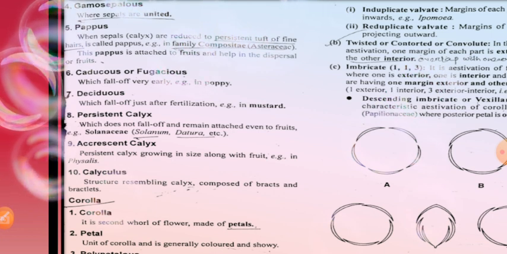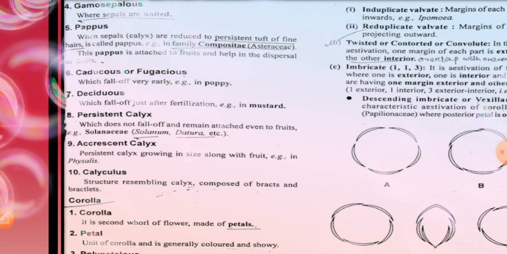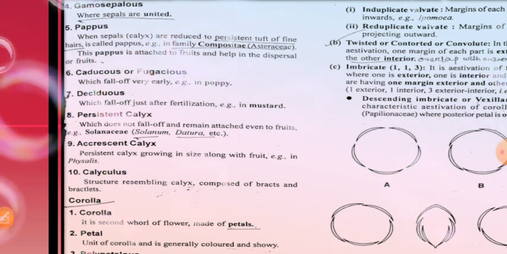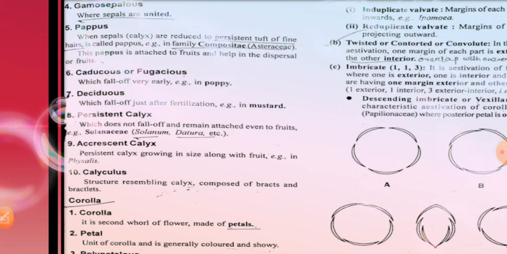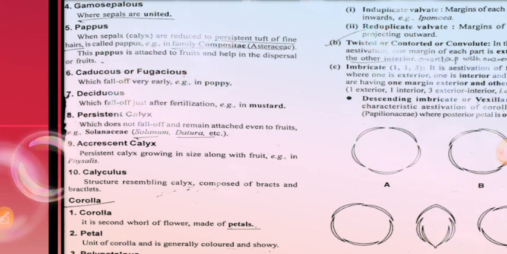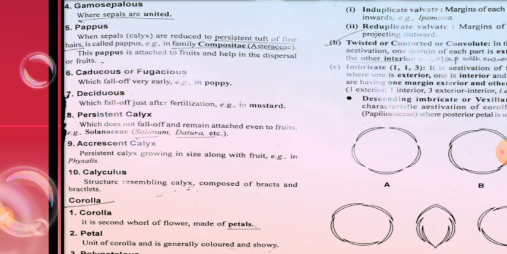Then calyculus. Calyculus means a structure resembling the calyx, composed of bracts and bracteoles. The calyx consists of both bracts and bracteoles. This is known as the calyculus.